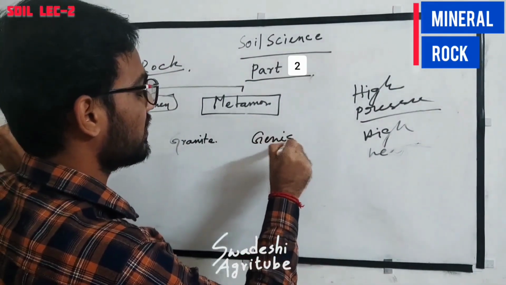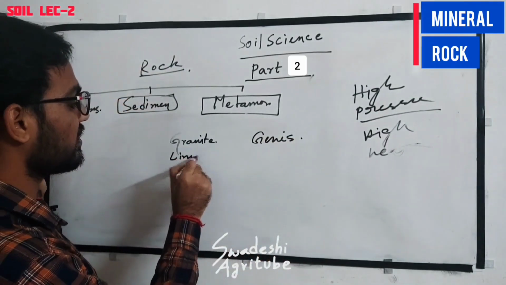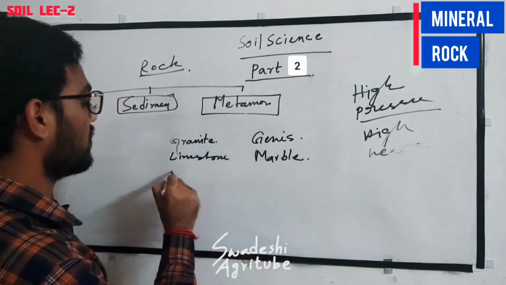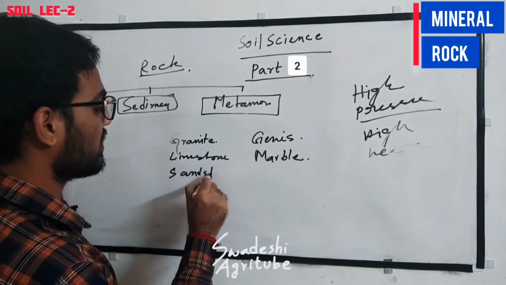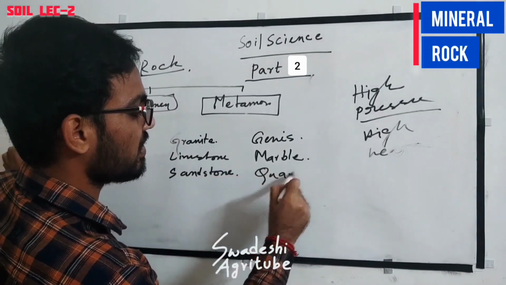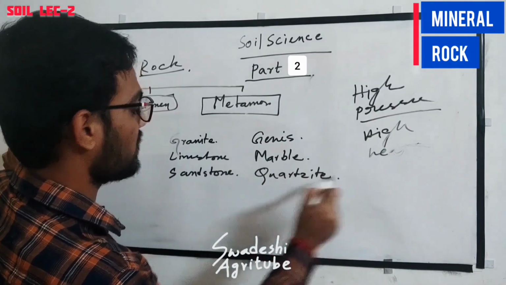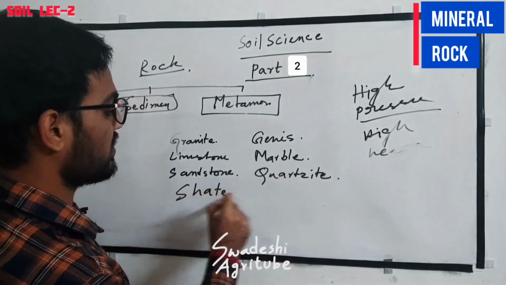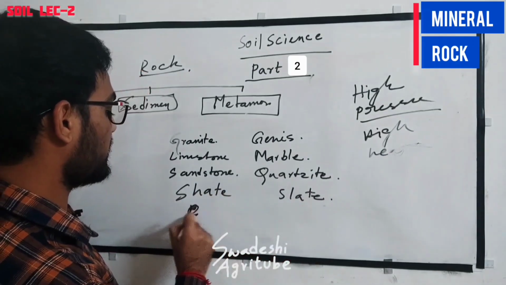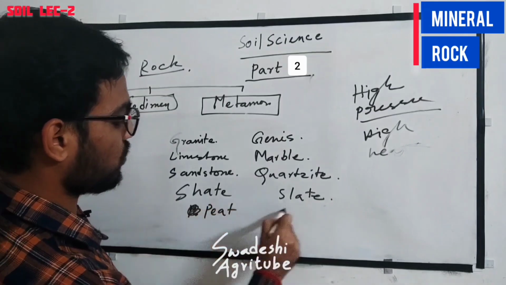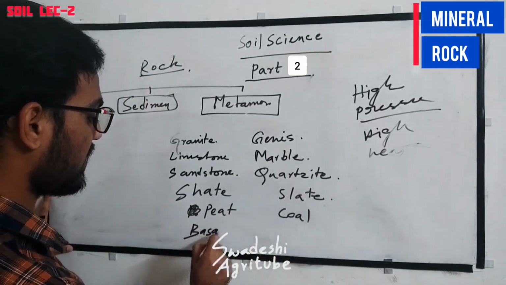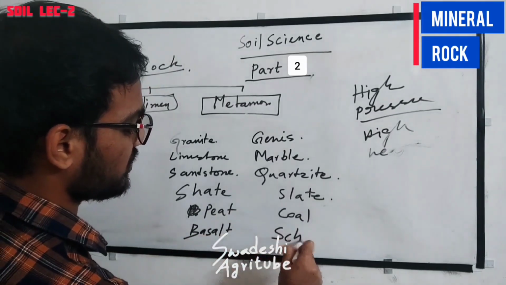Now suppose granite: it is an igneous rock. From granite, the metamorphic rock will be gneiss. From limestone, it will be marble. From sandstone, it will be quartzite. From shale, it will form slate. From peat, it will form coal. From basalt, schist will form. So these are some important metamorphic rocks from the igneous or sedimentary rock.